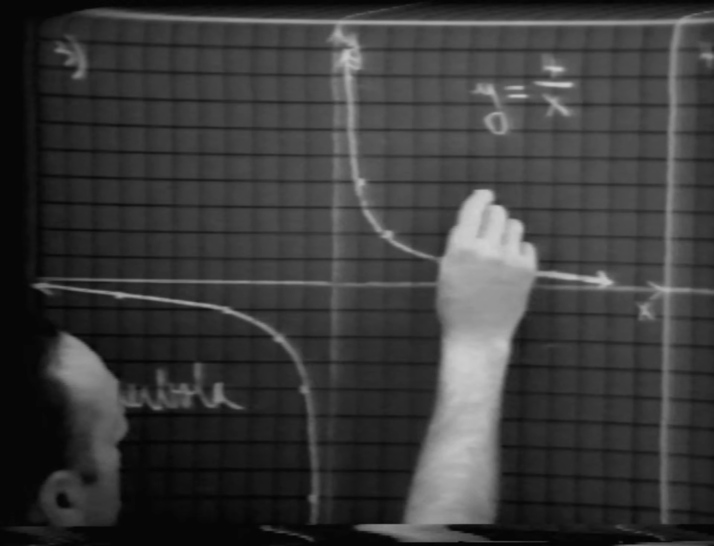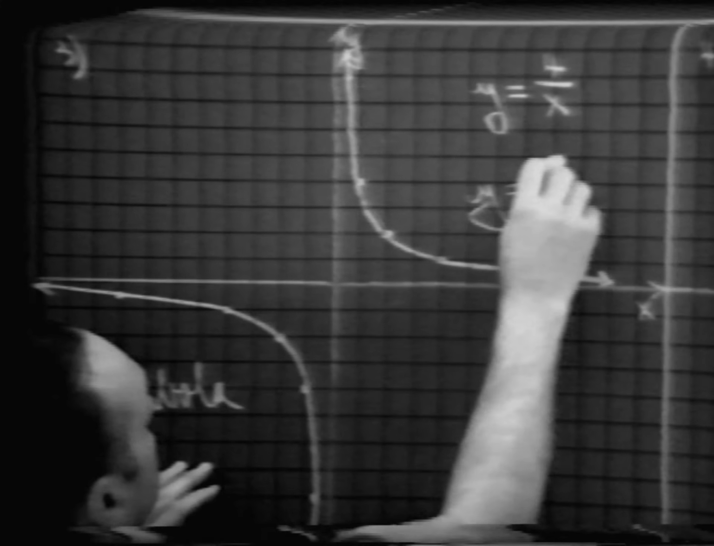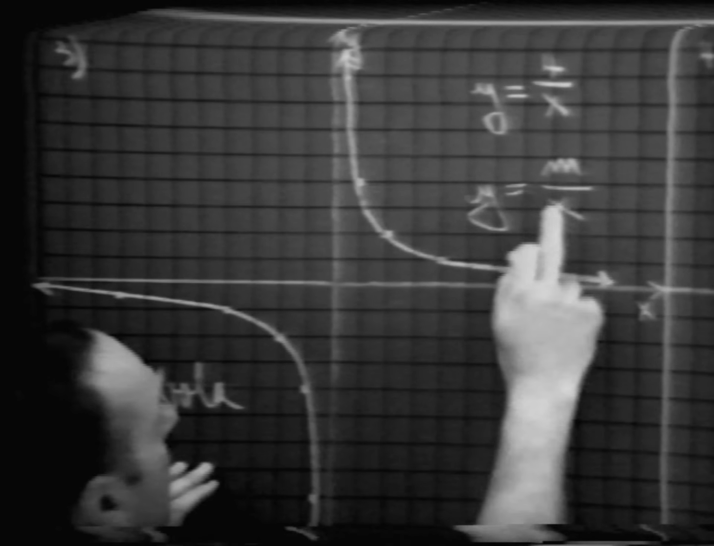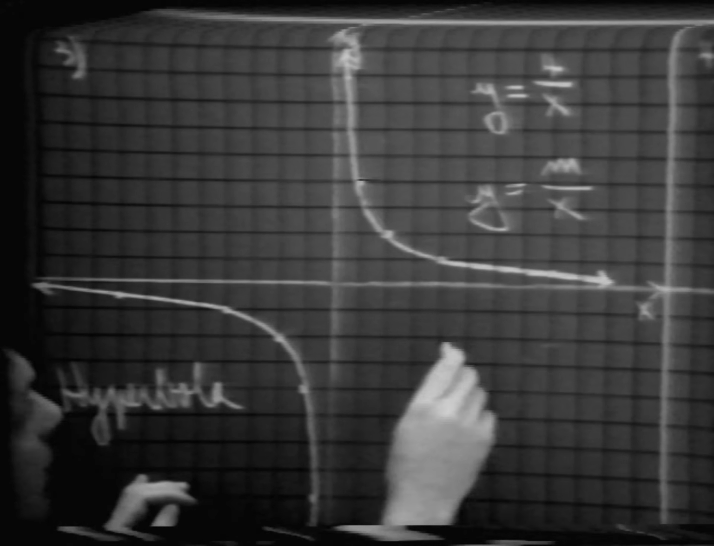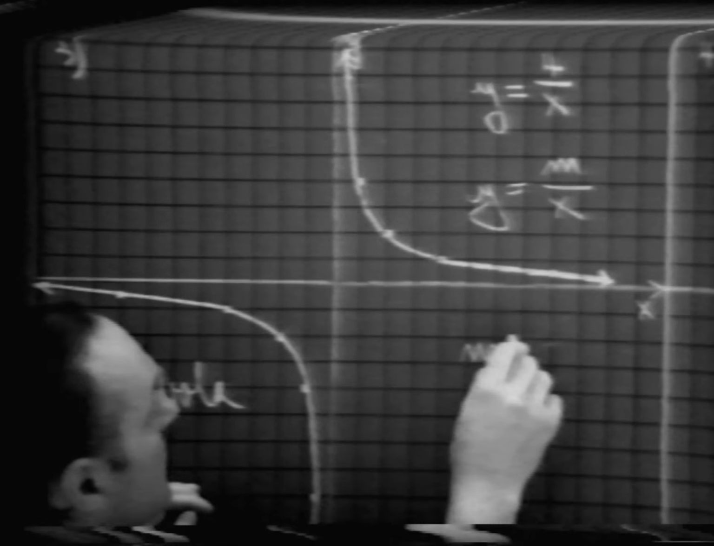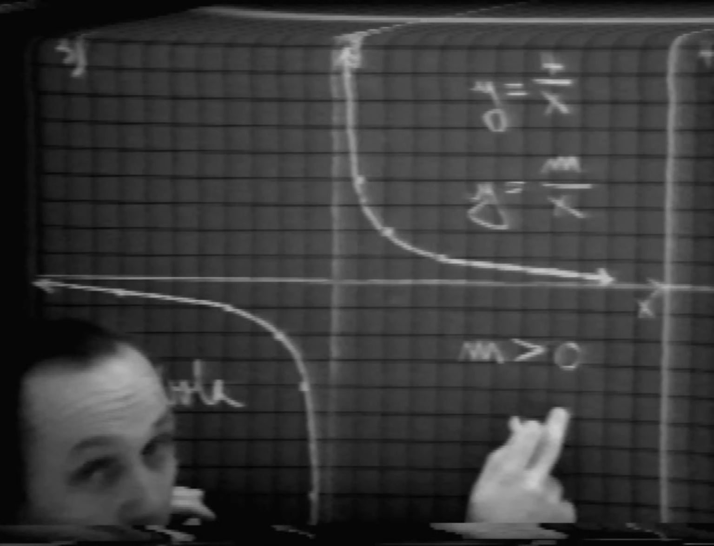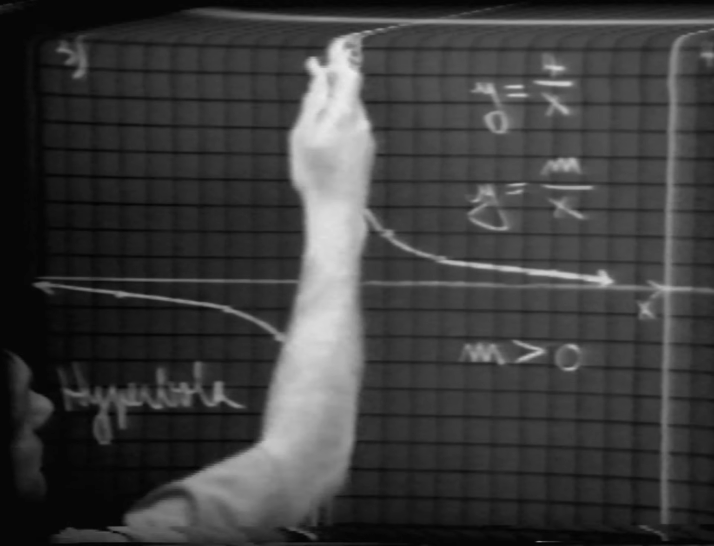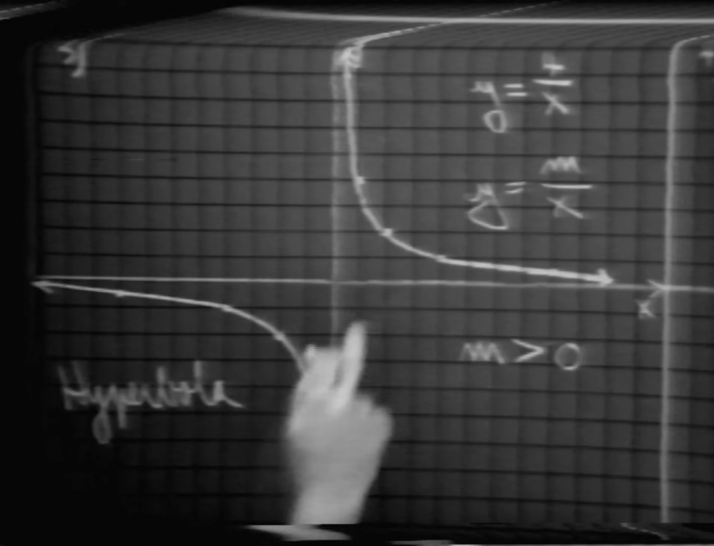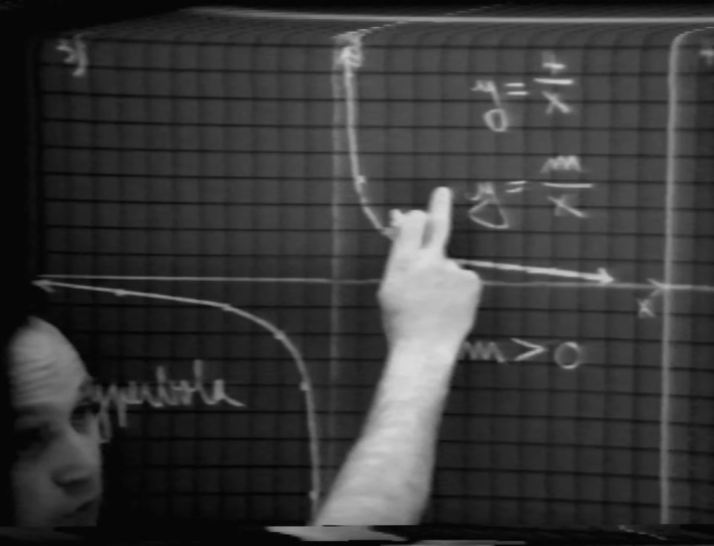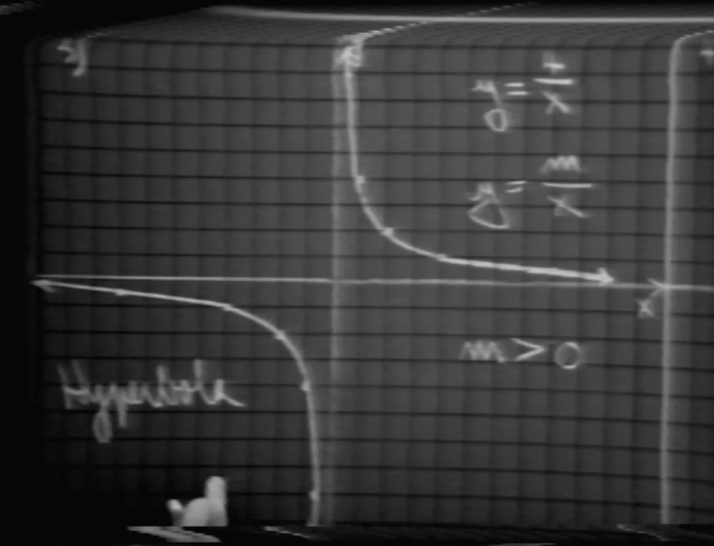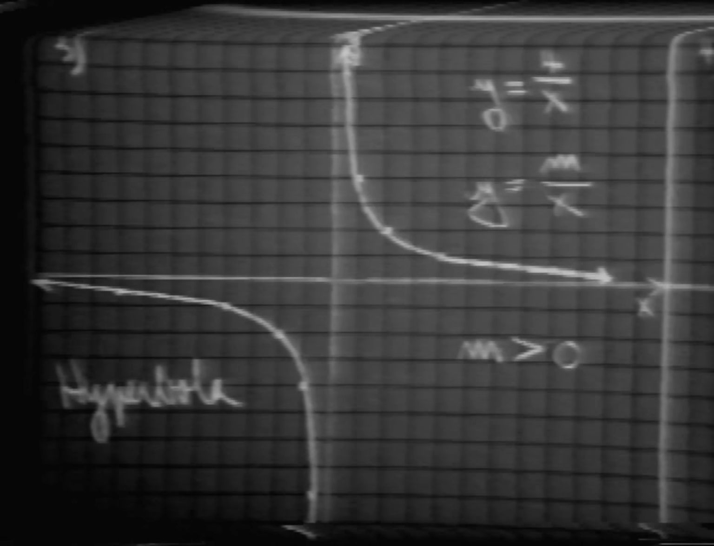By the way, this is a special case of y is equal to m over x, where what can we say about the number m? M is what kind of number? M, in this case, is greater than 0. And notice that our graph consists of these two parts, and notice also that they are in this case in the first quadrant and in the third quadrant. Okay? Let's look at another picture.